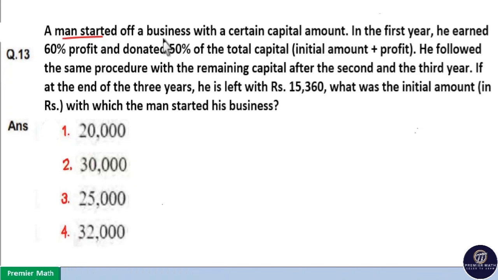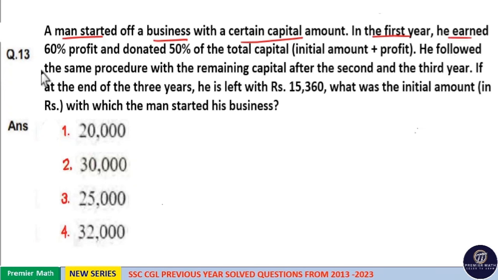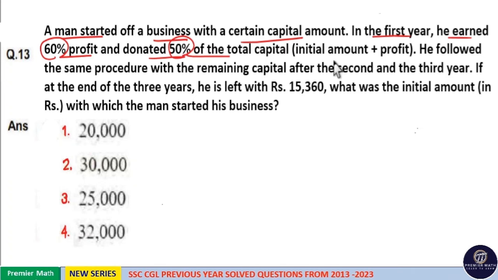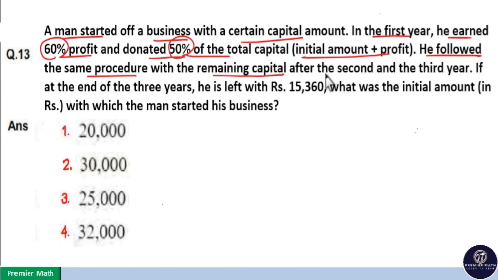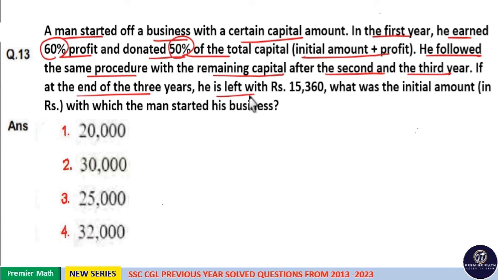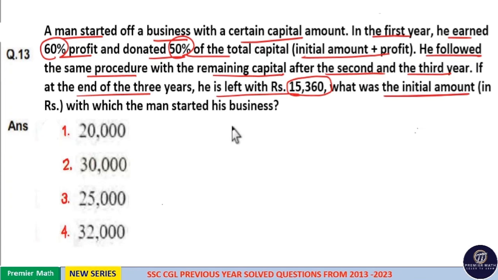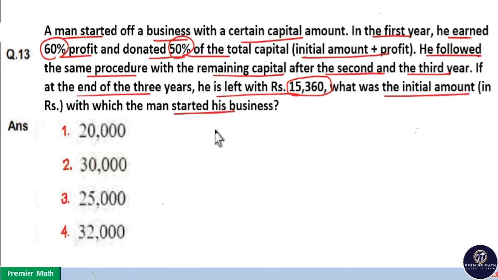A man started off a business with a certain capital amount. In the first year, he earned 60% profit and donated 50% of the total capital, including the initial amount plus profit. He followed the same procedure with the remaining capital after the second and third year. If at the end of 3 years he is left with rupees 15,360, what was the initial amount with which the man started his business?